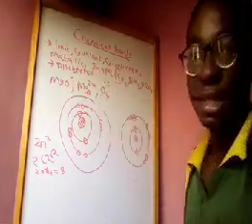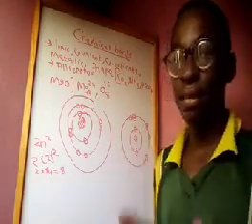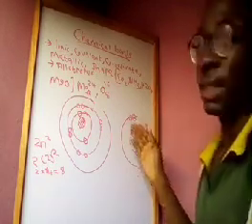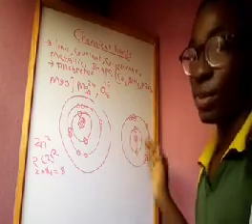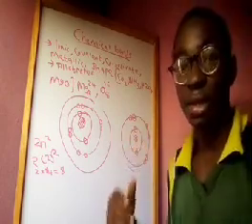And the reason for that is that every element is striving to achieve a stable octet structure or duet structure, just like this. The reason why oxygen is taking 2 electrons from magnesium is because it wants its outermost shell to be filled.